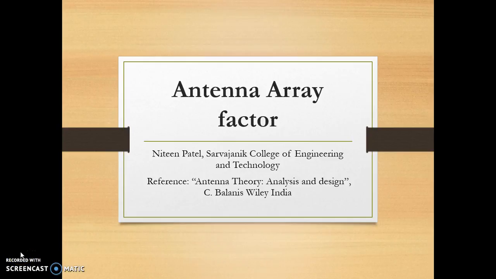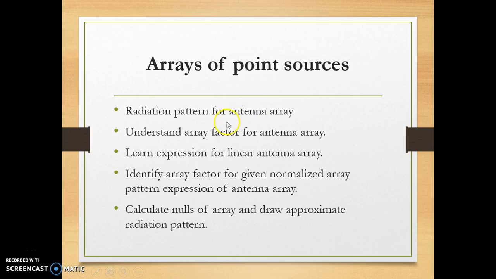Hello and welcome to antenna array factor model from antenna and wave propagation course. Here we will look at the radiation pattern for antenna array and how it is different than individual element pattern, and we'll appreciate its significance. We'll also understand array factor for antenna array.